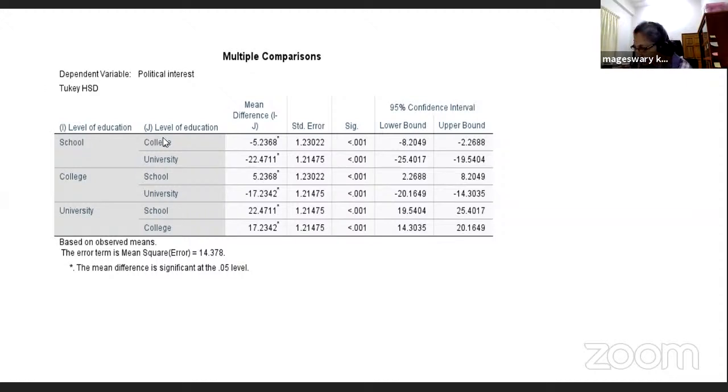This is actually your t-test already. Correct? So you can see, oh, the differences are significant. When I'm at school, my political interest is different. But when I reach college, my political interest changes. There's a significant difference. When I'm in school, my political interest is something else. But when I go to university, my political interest totally changed. Significant.